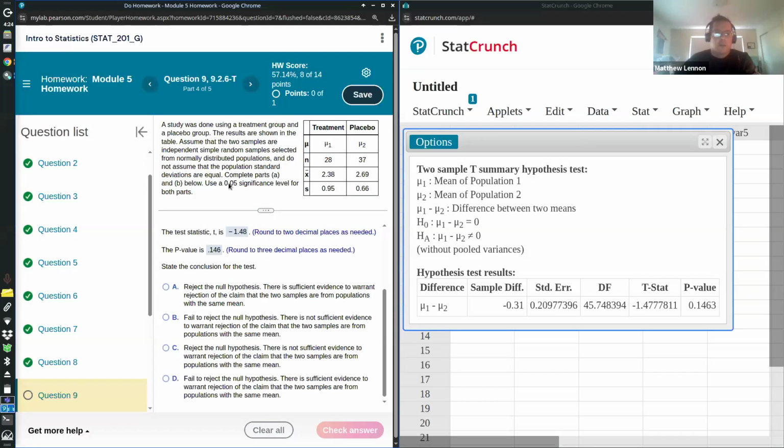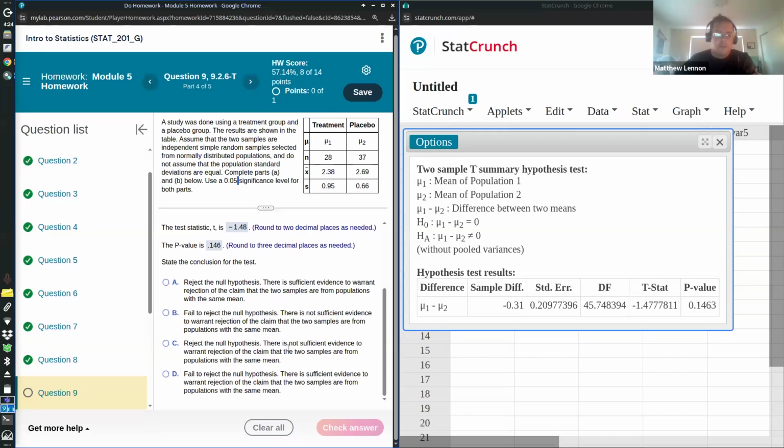And then we're comparing to 0.05. So again, this is a fail to reject with not sufficient evidence. Okay, so the fail to reject is sufficient as D for me, not sufficient as B. So I need B.